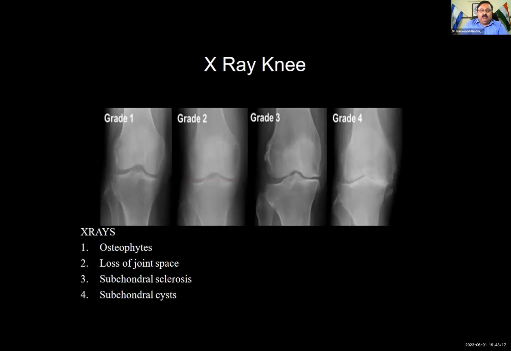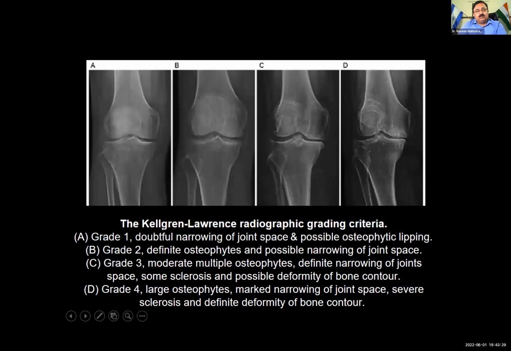Investigations which are done: we definitely do an X-ray of the knee, standing AP and lateral views, and we can see the osteophytes, loss of joint space, subchondral sclerosis, and cyst formation. The commonly used radiographic grading criteria is the Kellgren-Lawrence scale, in which grade one is doubtful narrowing of joint space with possible osteophytic lipping, fairly normal. Grade two is definite osteophytes and possible narrowing of the joint space. Grade three, definite narrowing of joint space, some sclerosis, and deformed bony contour. In grade four, there is marked narrowing, serious sclerosis, and definite deformity of the bone contour with large osteophytes.